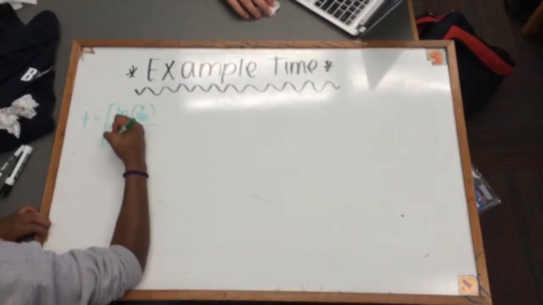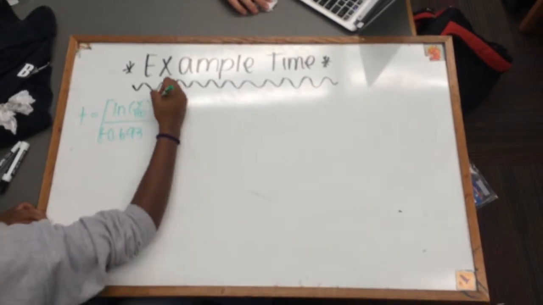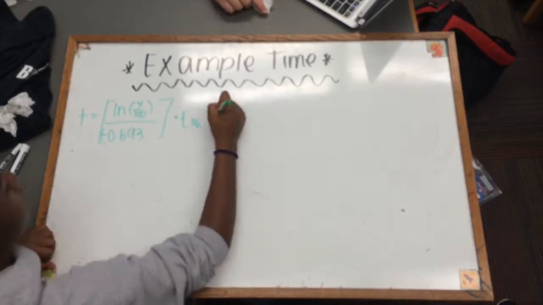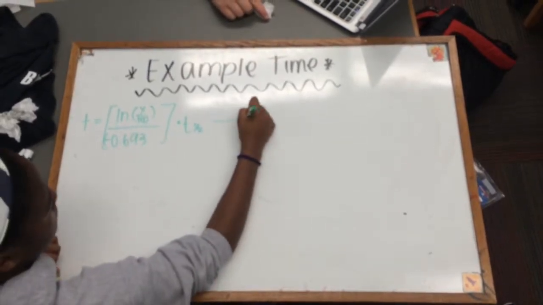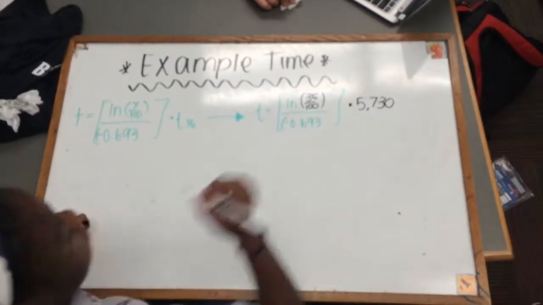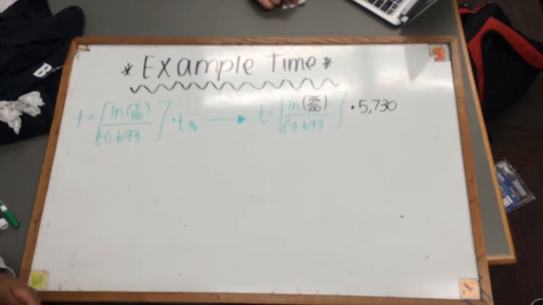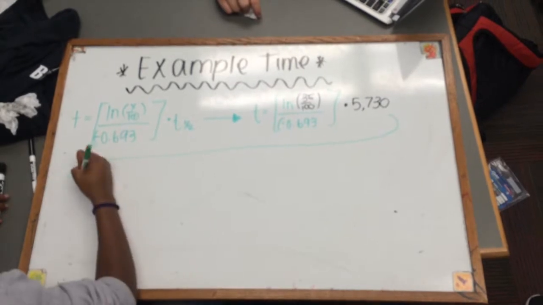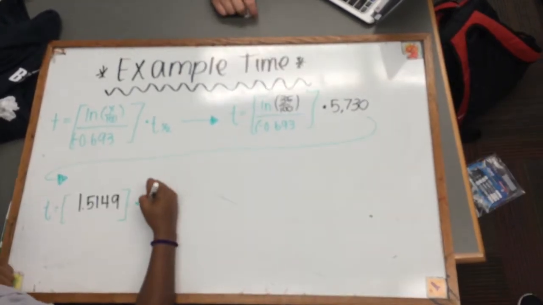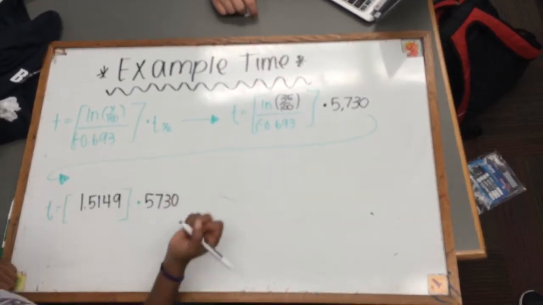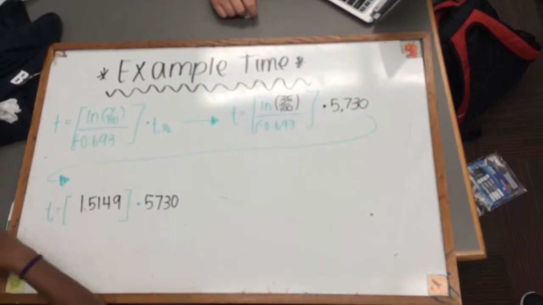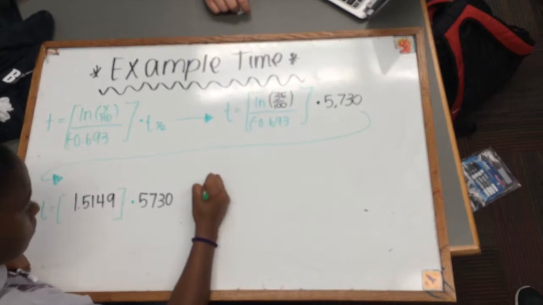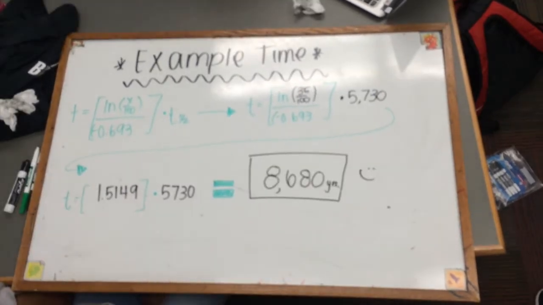Example time. First, we rewrite the original equation. Following that, we will substitute in 35 in place of x and 5,730 in place of T1/2. Now we can simplify the equation down to 1.5149 times 5,730. This, of course, equals 8,680.